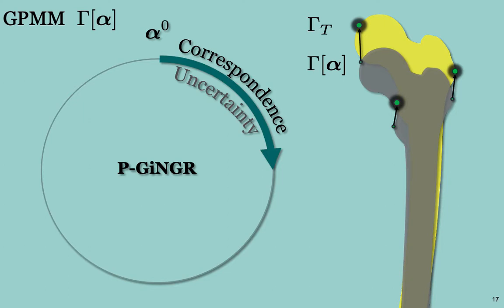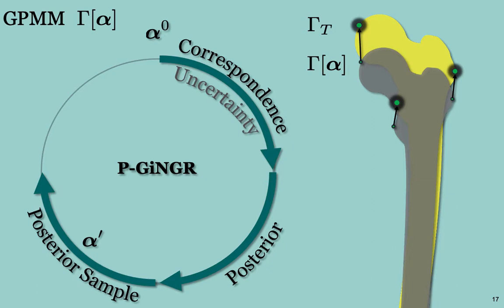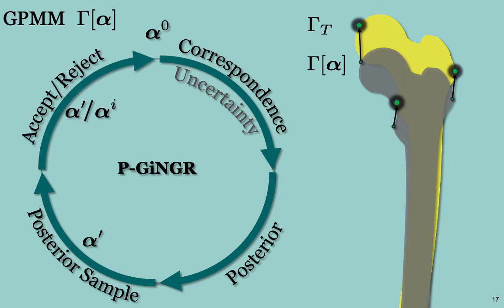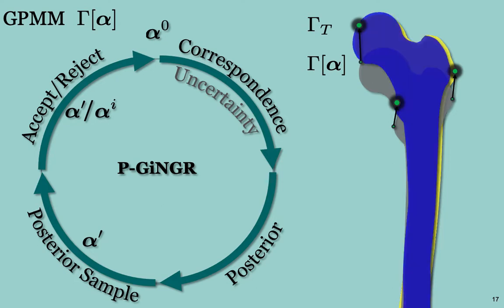Then the posterior distribution is computed using Gaussian process regression. We then take a random sample from the analytic posterior model, and we use this as the proposal for the Metropolis-Hastings algorithm. Finally, we decide if the sample should be accepted or rejected, as also shown on the previous slide. If the sample is accepted, the gray surface is now updated to the blue surface.